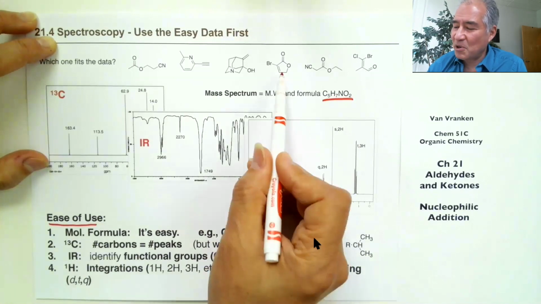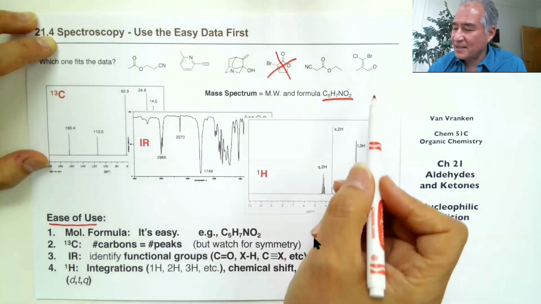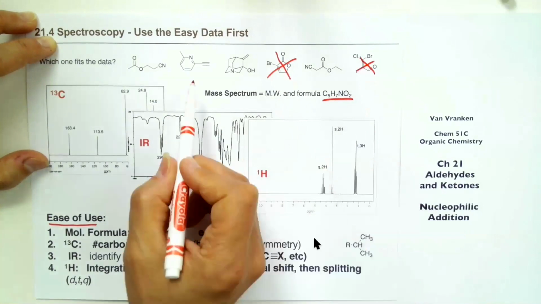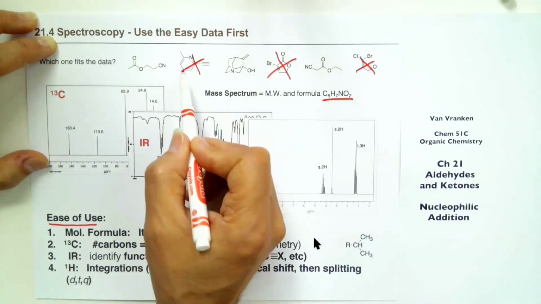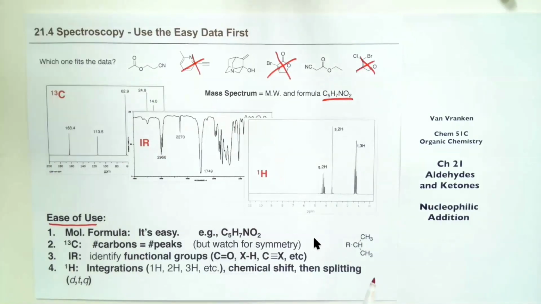why don't you rule out the compounds that don't fit that formula? So I see a bromine over here. Cross it out. I see something over here, a chlorine and a bromine. That doesn't fit the formula. I see a molecule over here that has no oxygen atoms. We've already cut out half of the possibilities just by using the molecular formula. And you didn't need to know any real spectroscopy to do that.